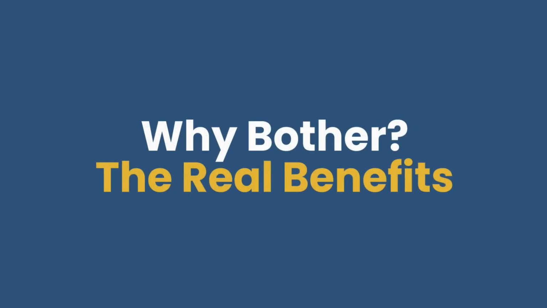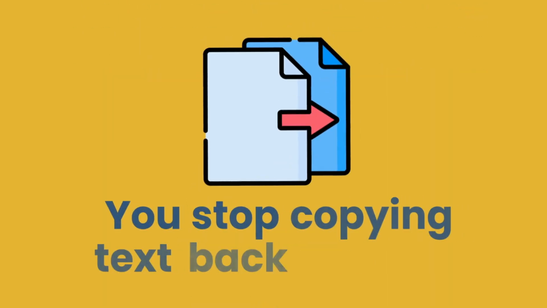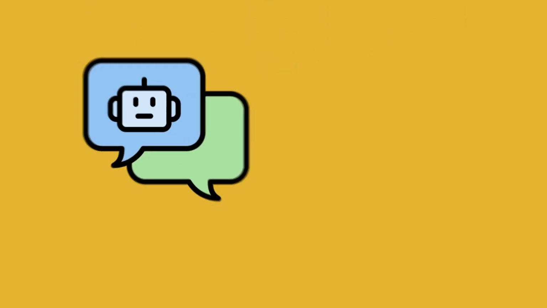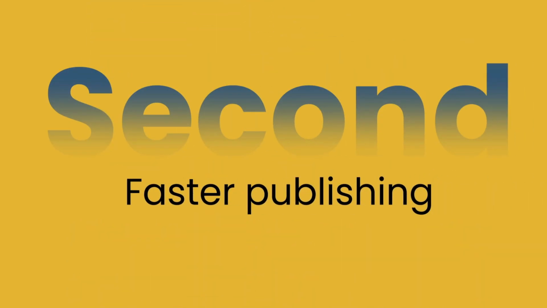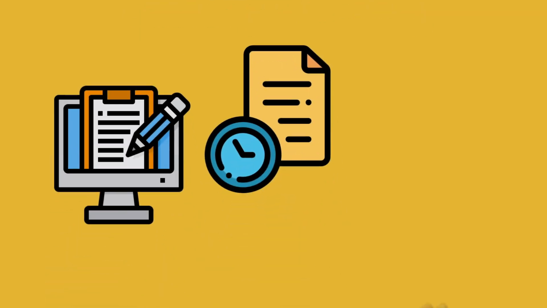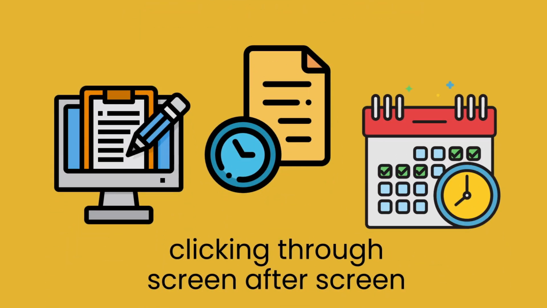Why bother? The real benefits. So why go through the setup at all? The honest answer is time. A few things stand out. First, no more tab switching. You stop copying text back and forth between your AI chat and WP admin. The AI writes straight into your site. Second, faster publishing. You can draft, edit, and schedule from one conversation instead of clicking through screen after screen.